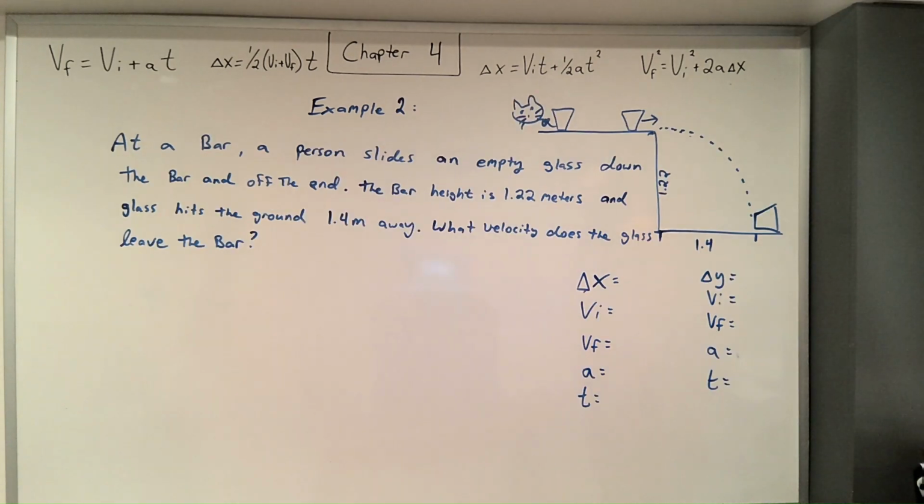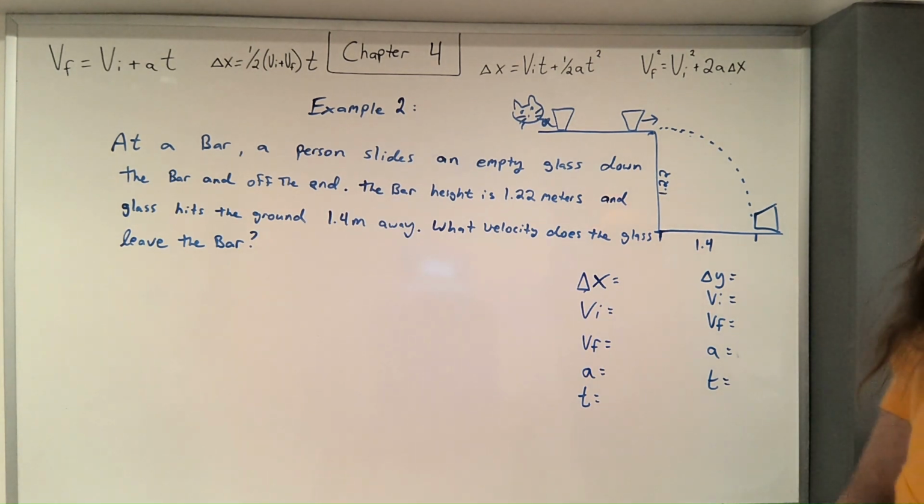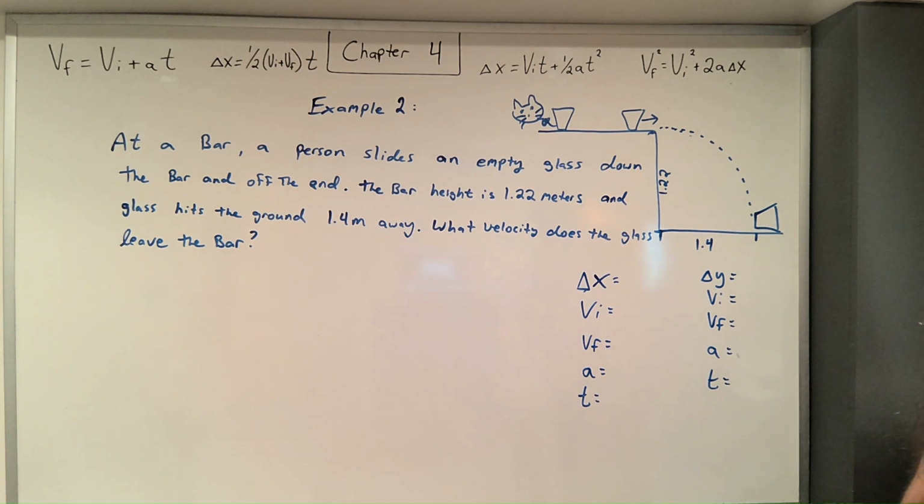So let's look at another example, number 2. This time we are at a bar. A person slides an empty glass down the bar and off the end. The bar's height is 1.22 meters, and the glass hits the ground 1.4 meters away, so away from the end of the bar. The question asks, what velocity does the glass leave the bar?